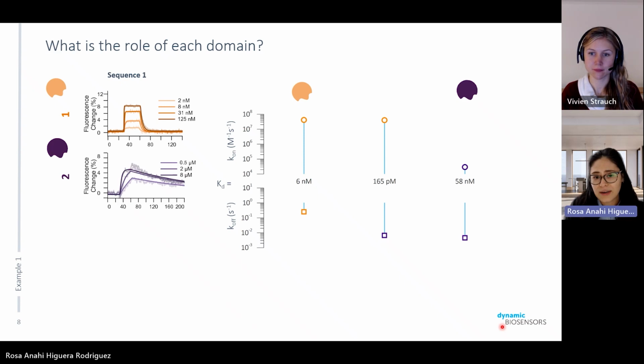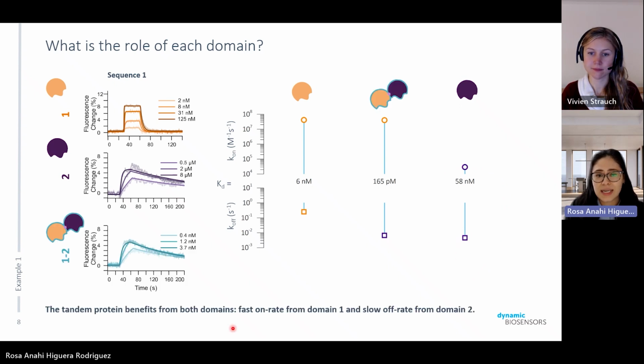On the other side, for domain 2, we have a much slower on rate and also a much slower off rate. And when we see the tandem protein, we see that both domains complement each other very nicely. The fast on rate from domain 1 is complemented by the slow off rate of domain 2.